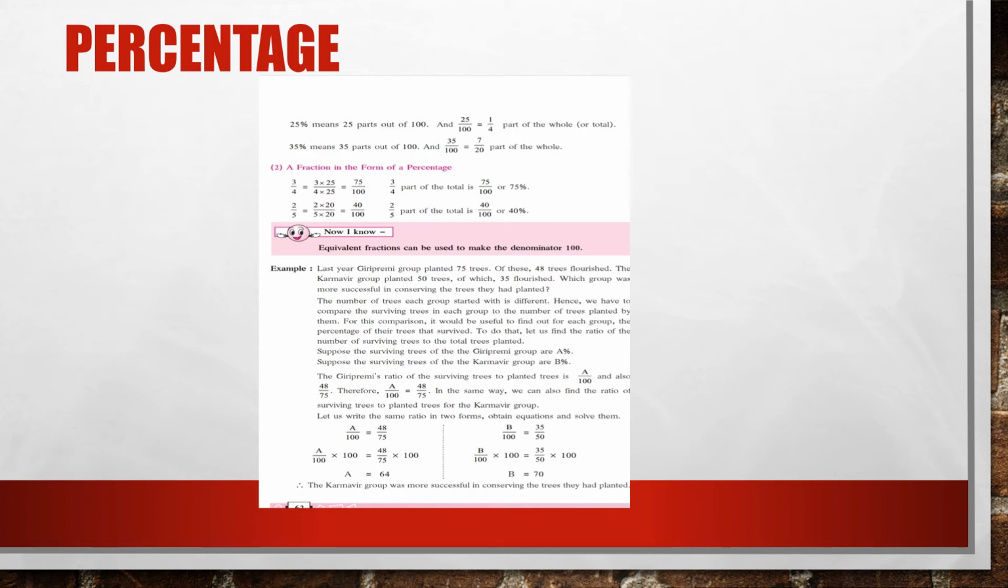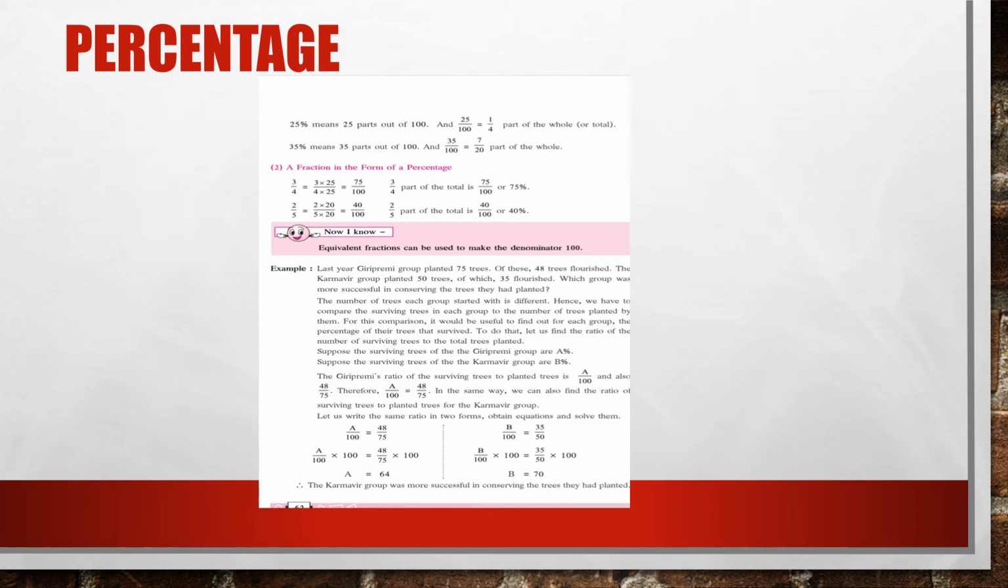We have to check the percentage because we don't know, because one group had planted 75 trees and the other group had planted 50 trees. If they had planted an equal number of trees, then we could have directly told the answer. But in this case, the number of trees planted by them are different. So we need to find out the percentage. This is how we also do in the class, no?